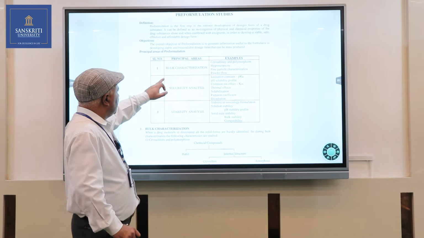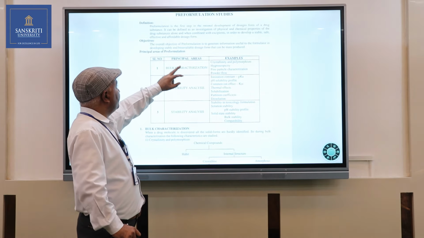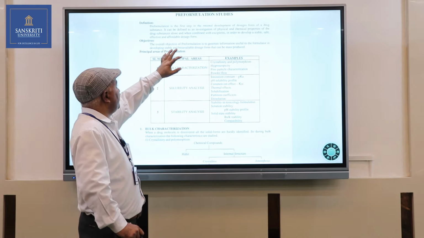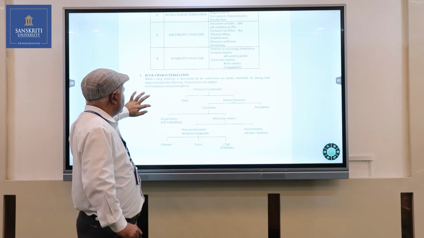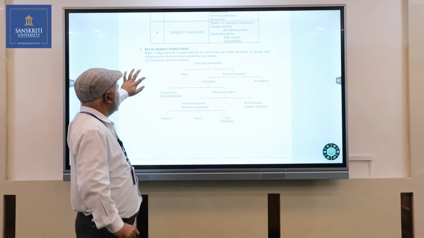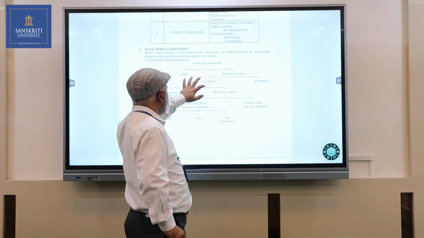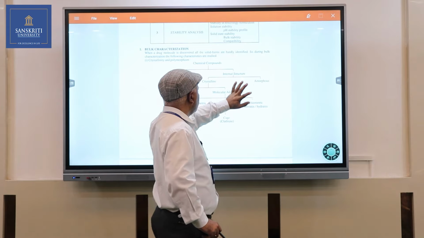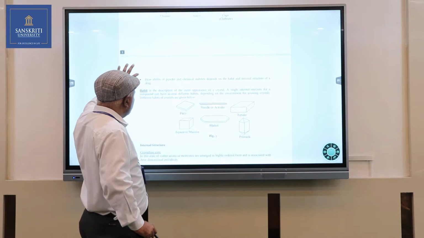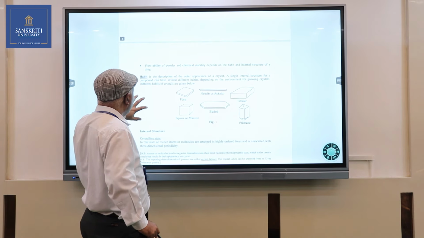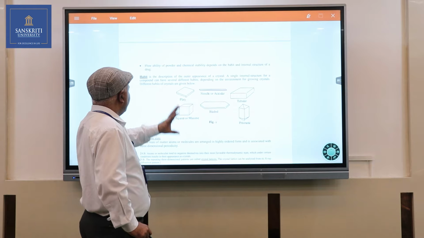Now we will talk about the bulk characterization also. How will this bulk characterization help in deciding the pre-formulation studies? As I have already told you, in case of the bulk characterization, there are two different parts: crystallinity and polymorphism, that is, the habit and internal structure. In case of the internal structure, I have tried to make you understand what kind of structure crystalline and amorphous drugs will have.